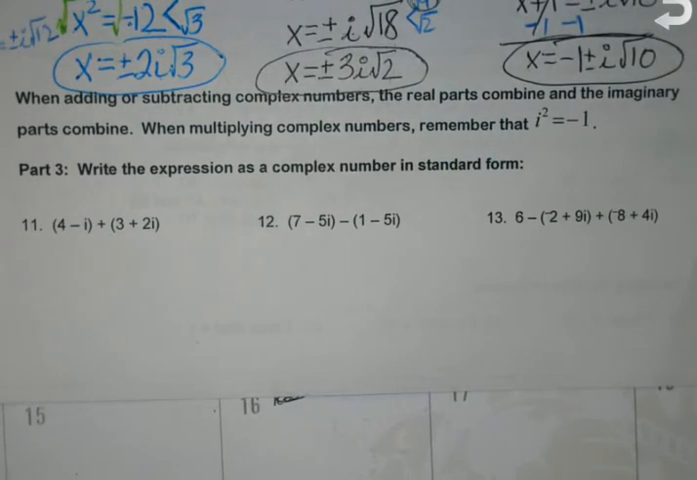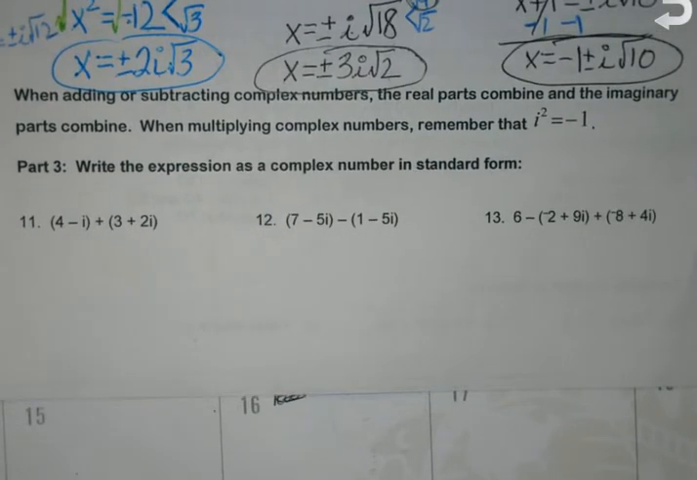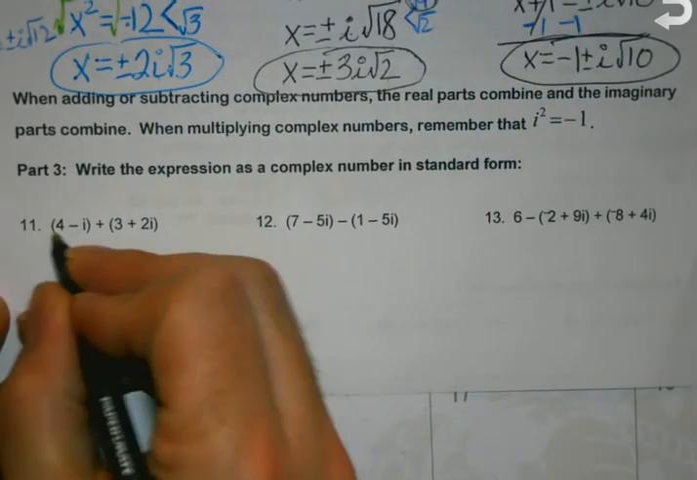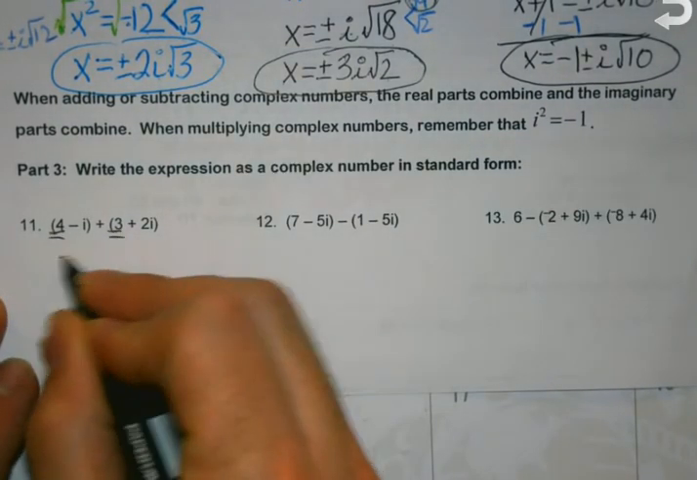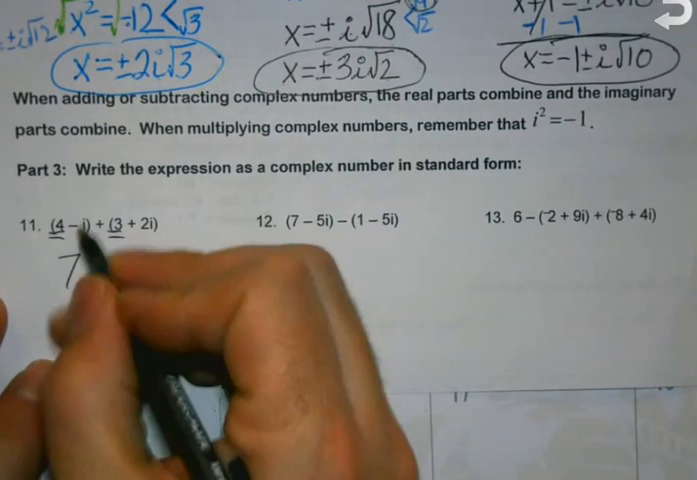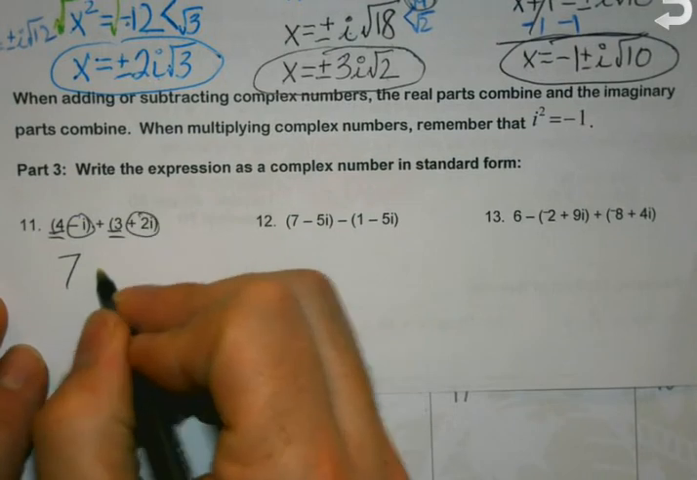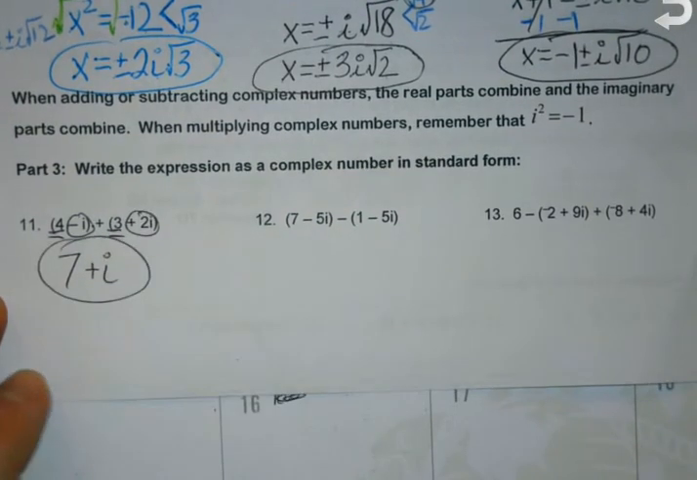Okay. So when adding or subtracting complex numbers, the real parts combine, the imaginary parts combine. So here, I'm just combining like terms. Don't make life difficult. 4 plus 3 is 7. Negative i plus 2i is plus i, and I'm done.